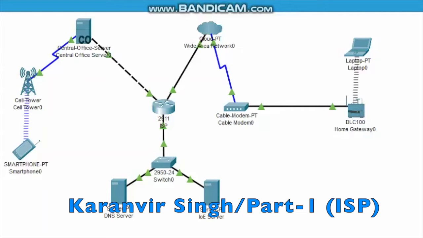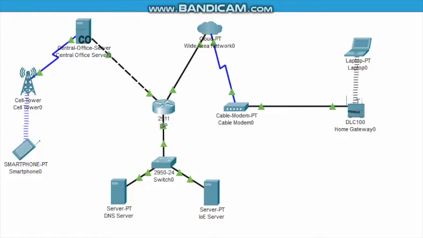So I'm going to explain how the ISP part is working in our project. Let's start from the cell tower. The cell tower is used to connect the smartphone, like this one here, through a 3G or 2G connection so that we can remotely access the home gateway and we can access the IoT devices from the home gateway.